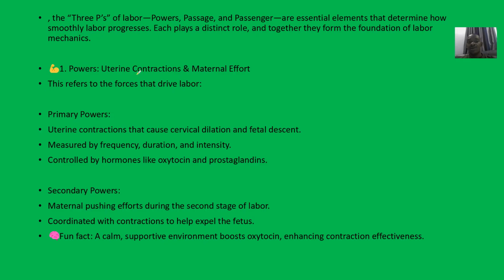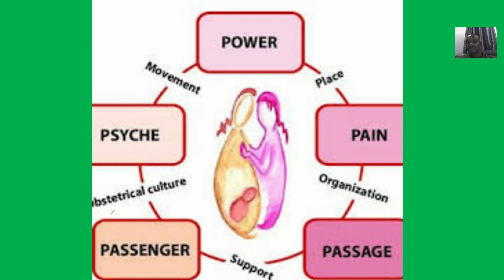So powers is the uterine contraction. So the uterine contractions, are they frequent? How long are they coming in? How intense are they? That's the primary power. Secondary powers, this is when the maternal pushing efforts are now making it happen. Primary powers come in naturally, controlled by hormones like oxytocin and prostaglandin. With secondary powers, the mother has to actively push.